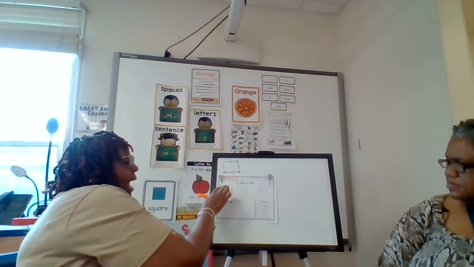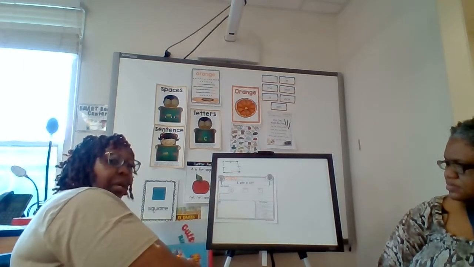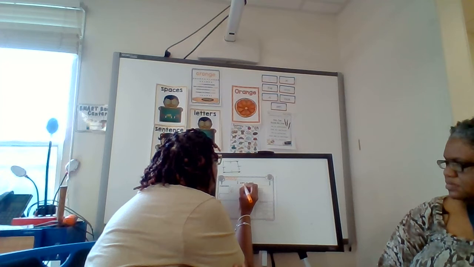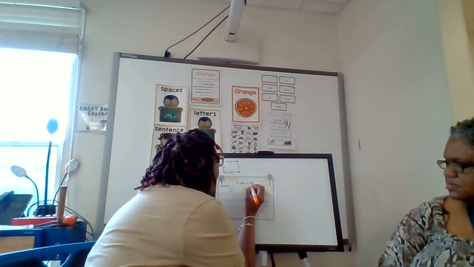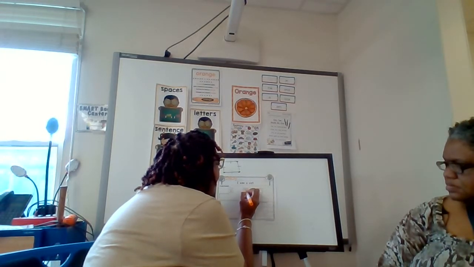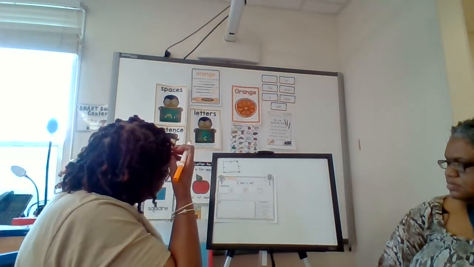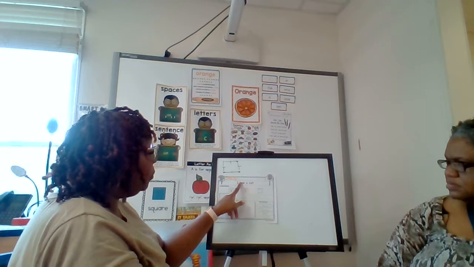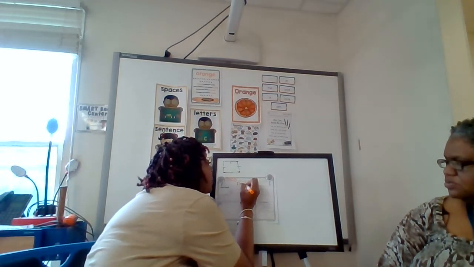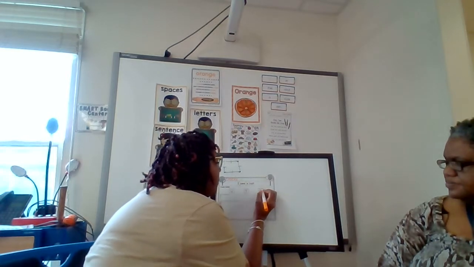All right. Now it says, I can count the letters. Now we have to count all the letters of the sentence. So let's count them. Ready? One, two, three, four, five, six, seven, eight. There are eight letters. And then how many spaces are there? And the spaces are those things that are between the words. Count with me. One, two, three. Three.